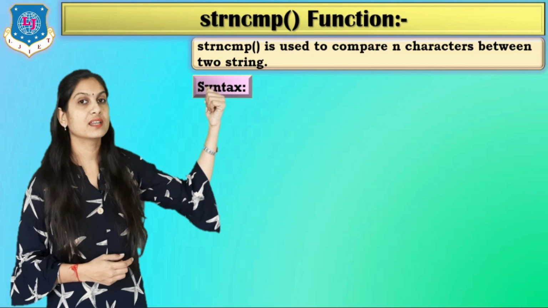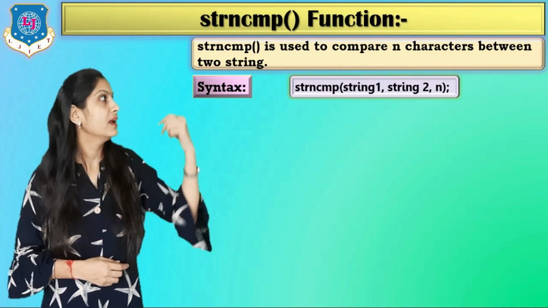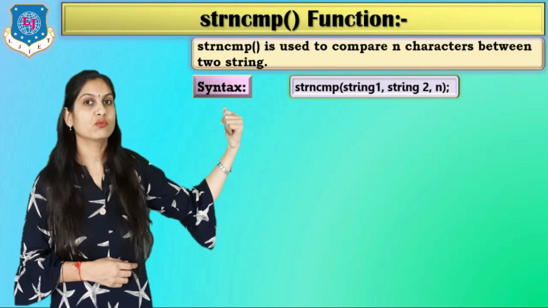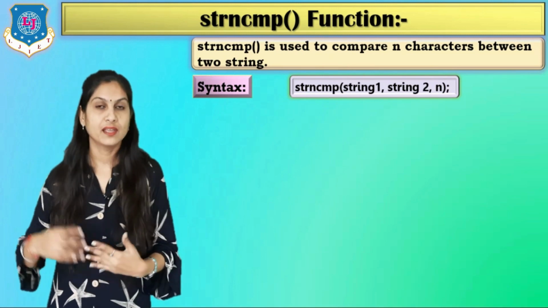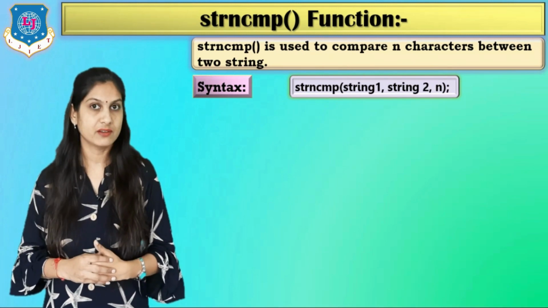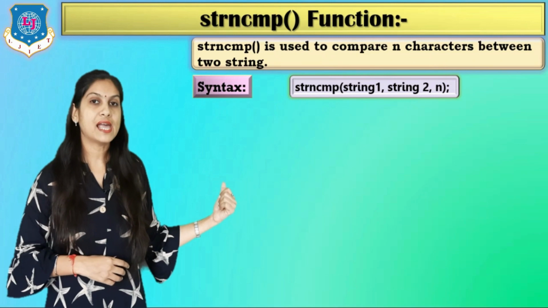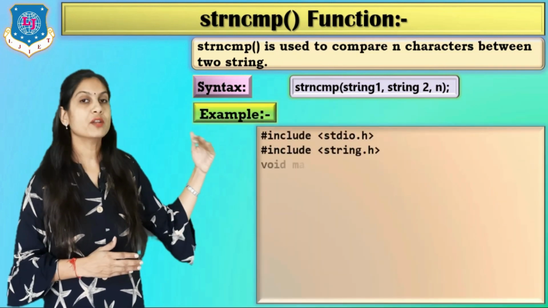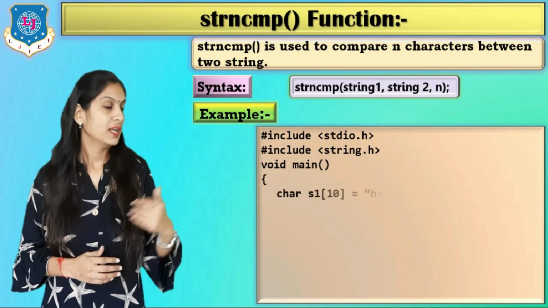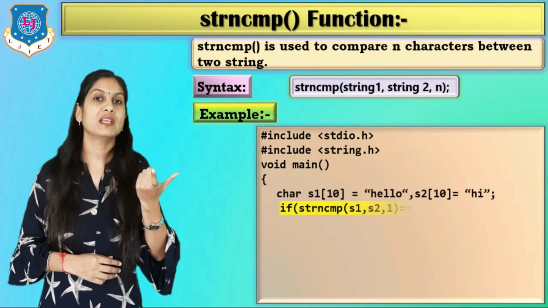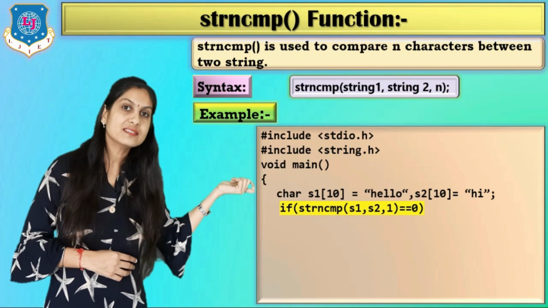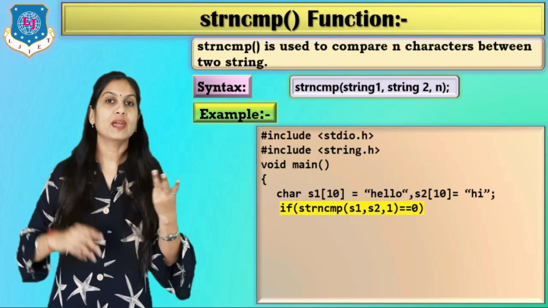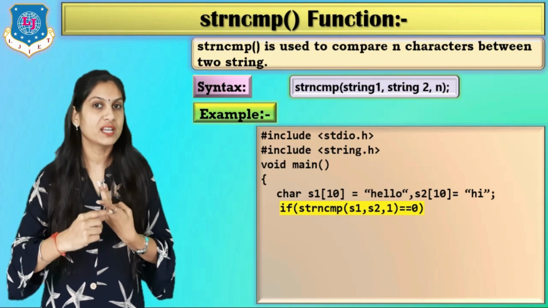So just see here in a syntax there is 3 argument s1, s2, that is string 1, string 2 and then n, and n is always integer value. And just see here in an example, after including both the header files, in a void main just we are changing what? In a if, the function name is now changed strncmp, and 3 argument s1, s2 and 1 is there.